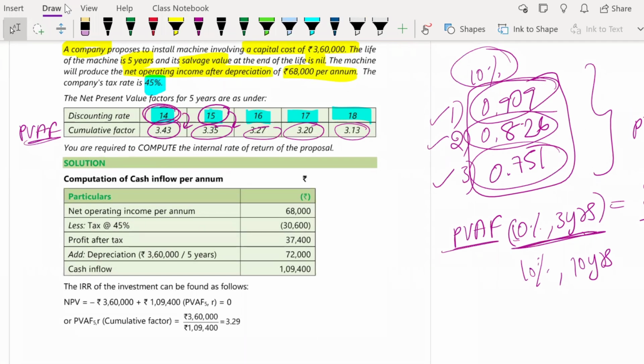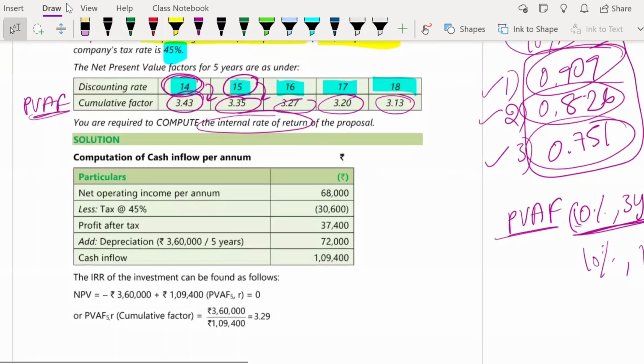So in this question also, you have to find out your internal rate of return. But for that, we would need to find out what our cash inflows are, correct? In all the other questions, cash inflow was directly given to you, so you would usually discount it and find out your IRR.